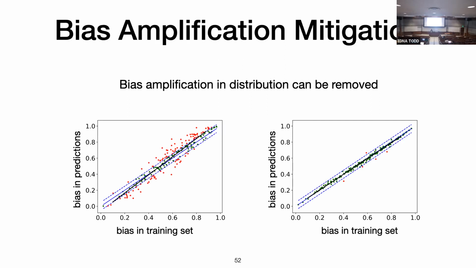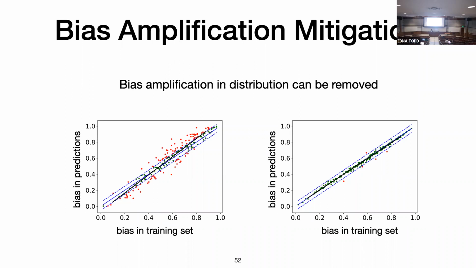The left part is before adopting this technique, where we have some violations. And the right one is after we use this technique, where we almost remove all the bias amplification. And I want to point out one thing here: we still keep the model performance.